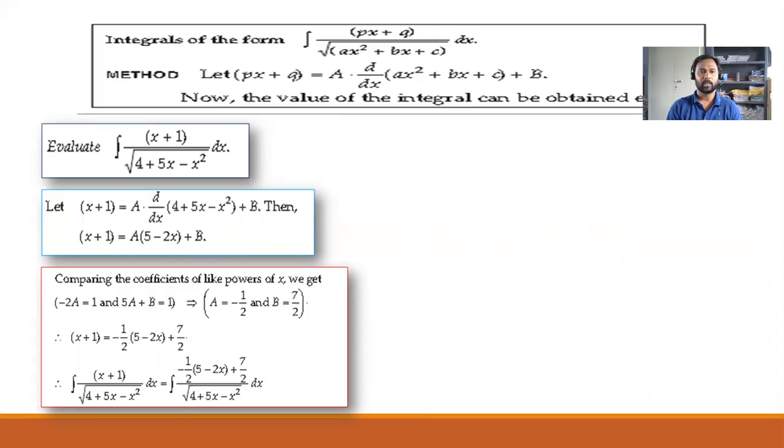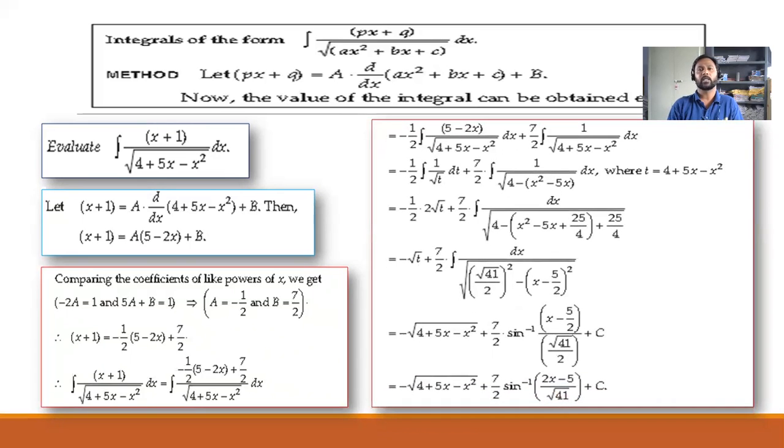Therefore, the numerator can be expressed as minus half of 5 minus 2x plus 7 by 2. Therefore, the given integral x plus 1 by root of 4 plus 5x minus x square dx can be expressed as integral of minus half of 5 minus 2x plus 7 by 2 divided by root of 4 plus 5x minus x square dx. Now splitting into two integrals, we have minus half of integral 5 minus 2x divided by root of 4 plus 5x minus x square dx plus 7 by 2 integral 1 by root of 4 plus 5x minus x square dx.